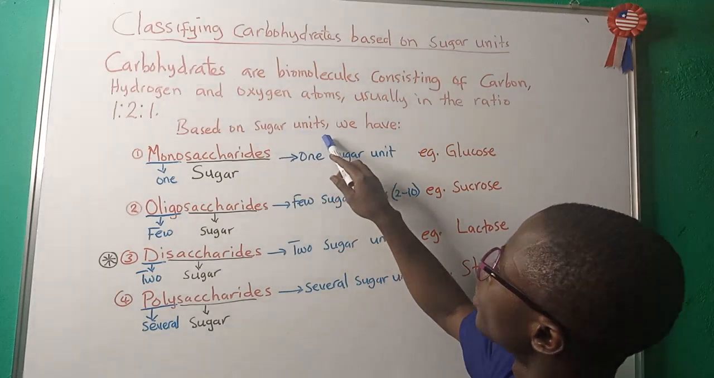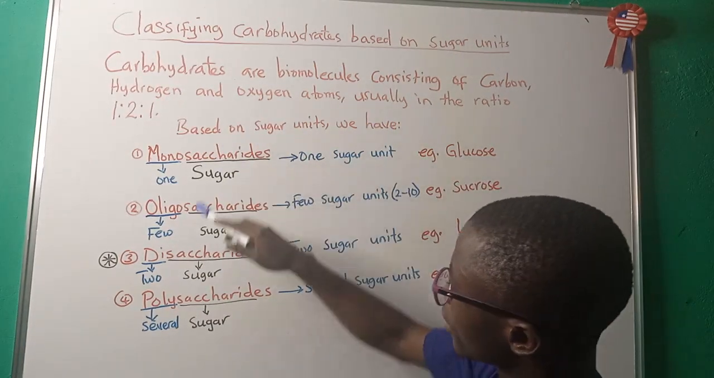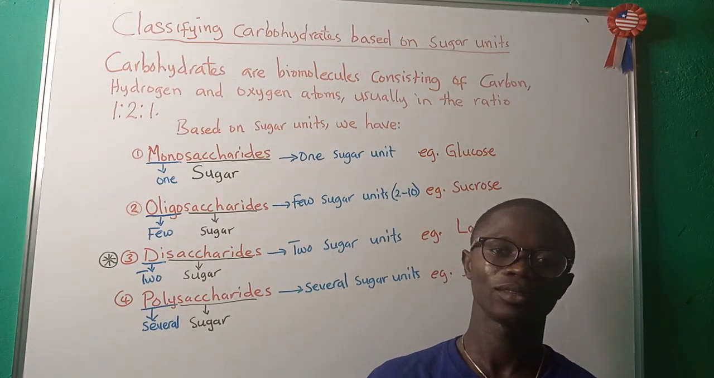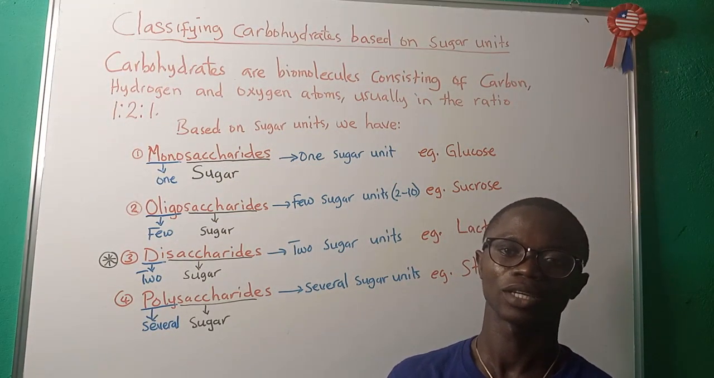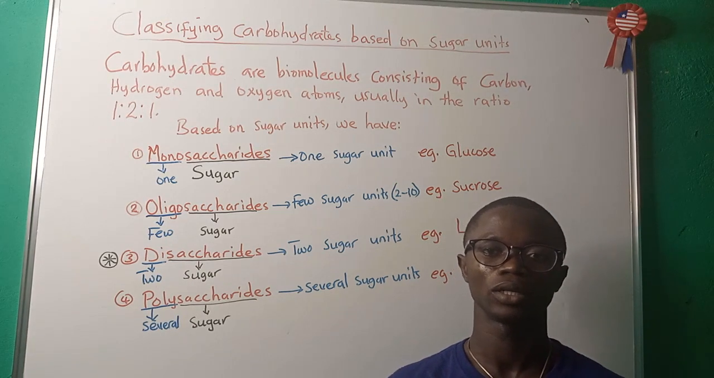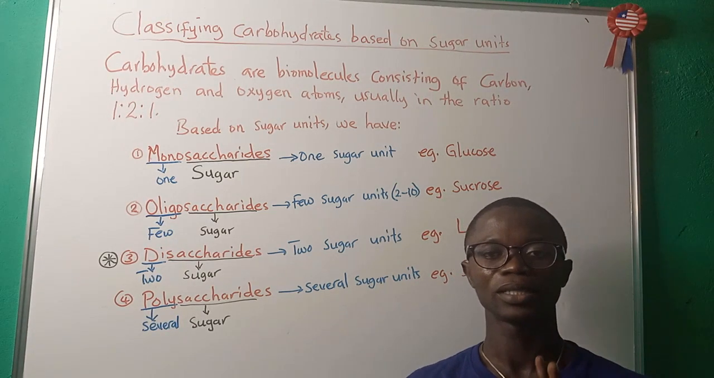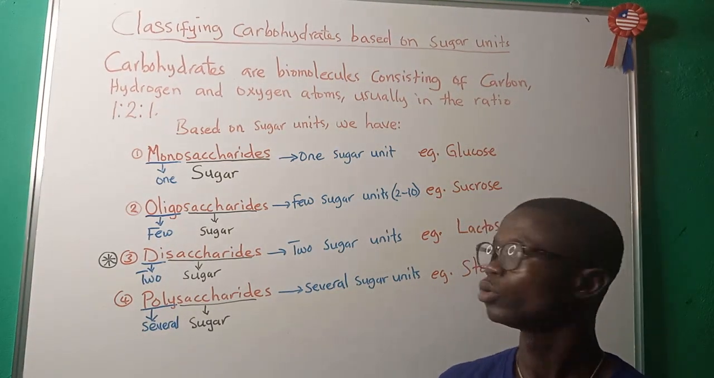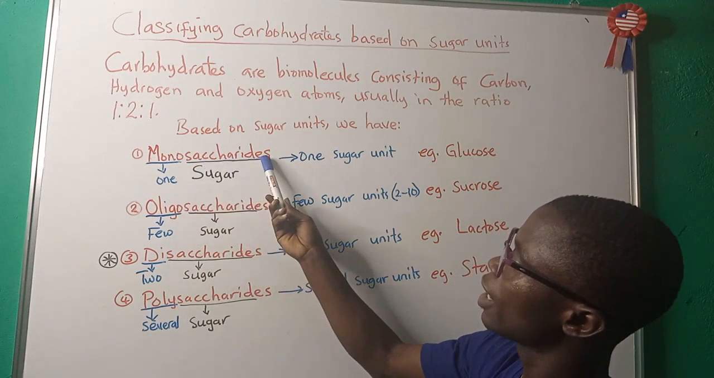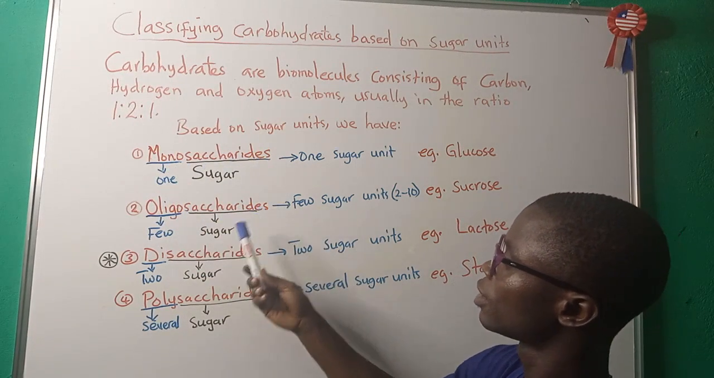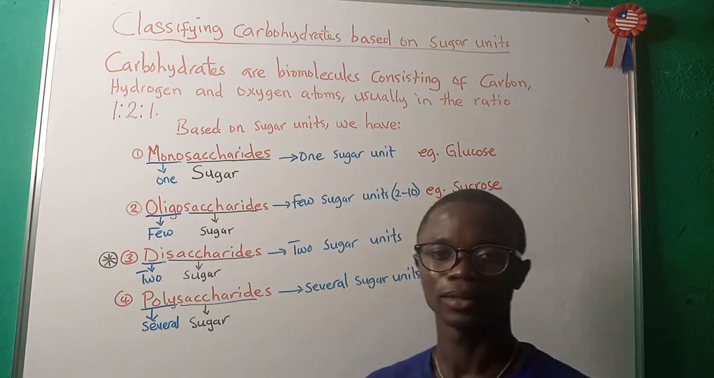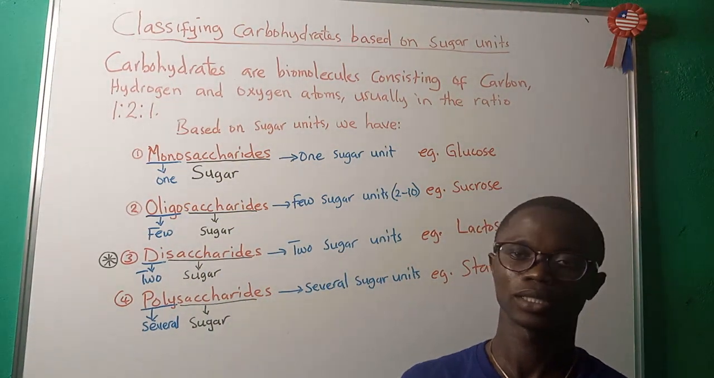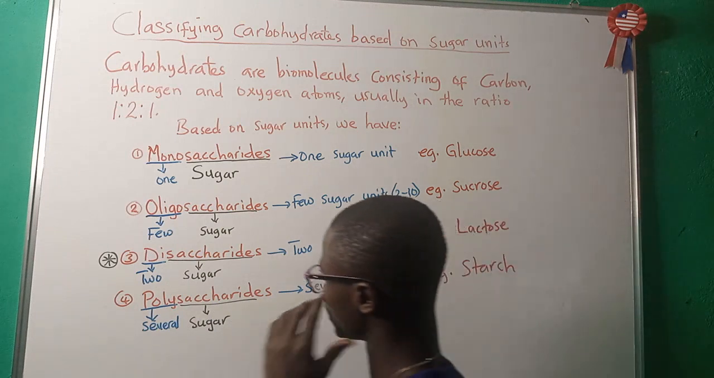Based on the sugar units, we have carbohydrates classified into three. But I know you're seeing four different classifications of carbohydrates, and I will explain that later in the video. So there are three basic classes of carbohydrate based on sugar units. They include monosaccharide, oligosaccharide, and polysaccharide. These are the three basic classifications of carbohydrates. Now let's get into it one at a time.